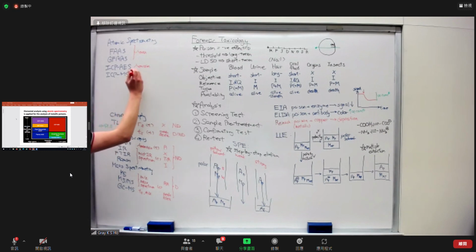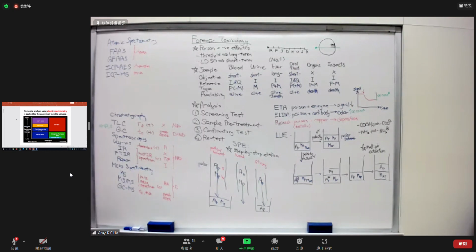For the mass spec, that will be the mass to charge ratio. For example, magnesium will be 24, copper will be 63, silver will be 107, lead will be 208, bismuth will be 209. So actually it just depends on the atomic mass of your analyte.